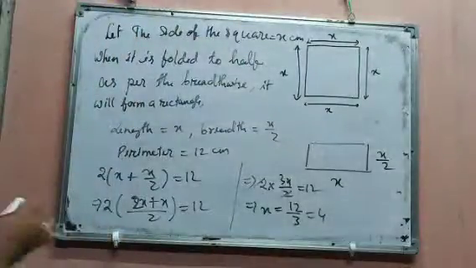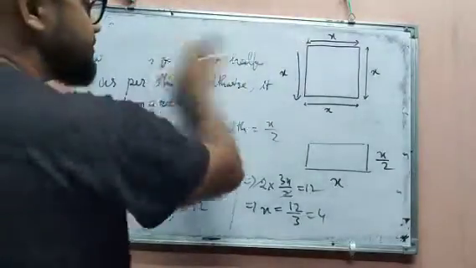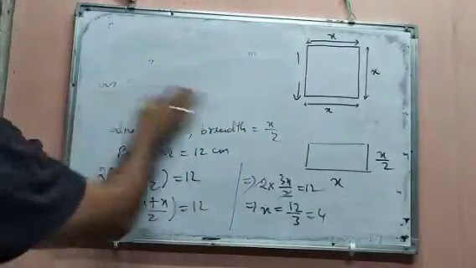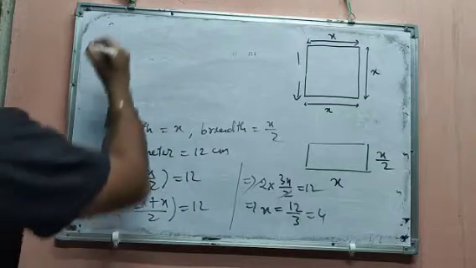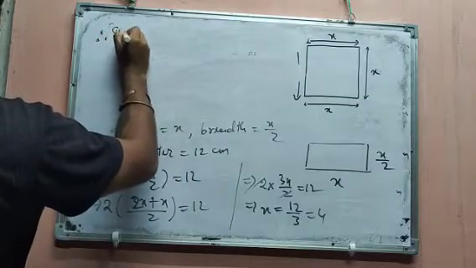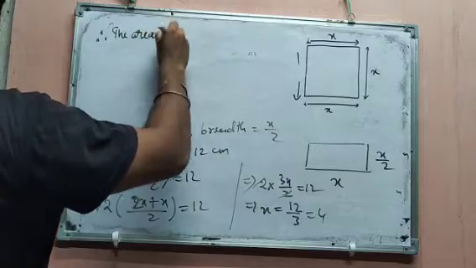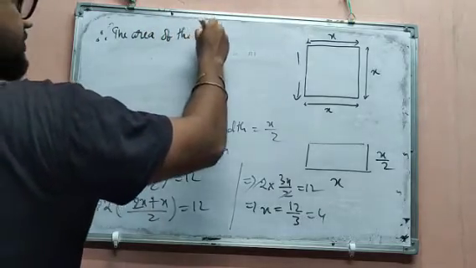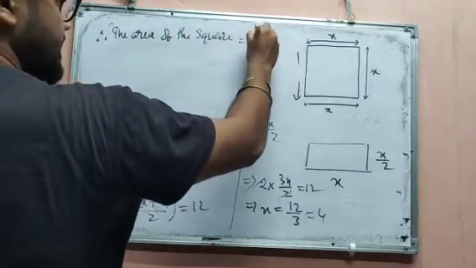Now we are asked to find the area of this square. To find the area of the square, we simply put the formula. The formula is side squared. Therefore the area of the square will be x squared.